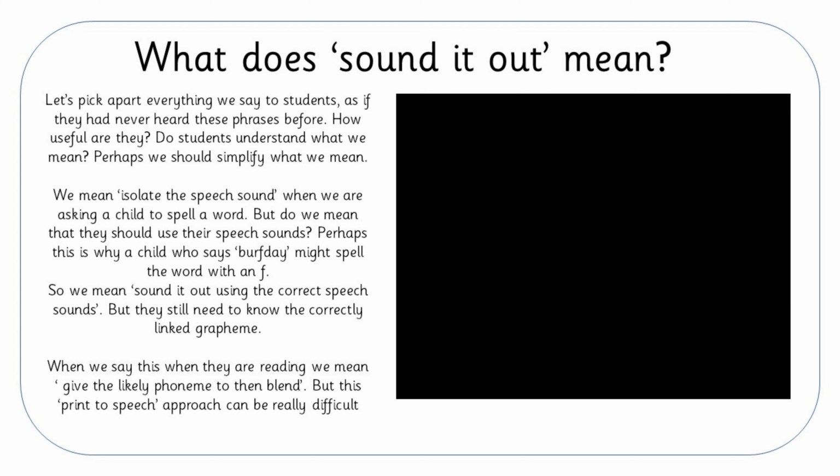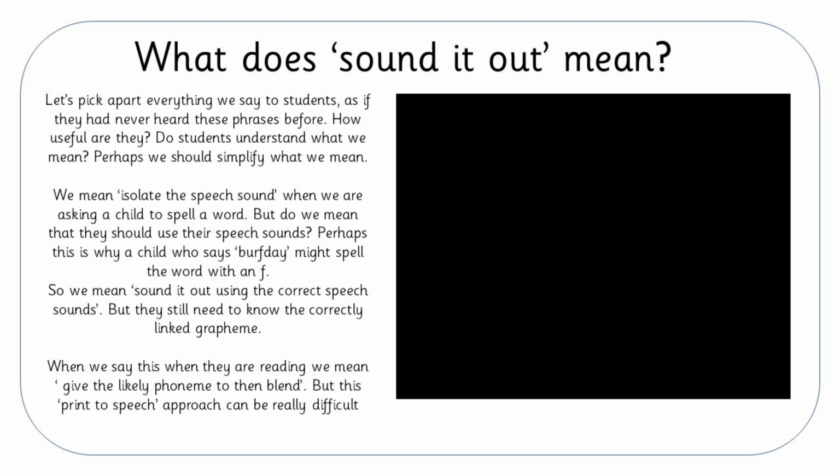If I got $1 for every time I heard someone say, sound it out, what does that mean? I want you to stop picking apart every single thing you say and think, if it was a 3 or 4-year-old or a child who spoke very little English, would they understand me? Do I really mean what I'm actually saying? An Australian child going to spell the word ant and you say, sound it out. Okay, ant, ant.